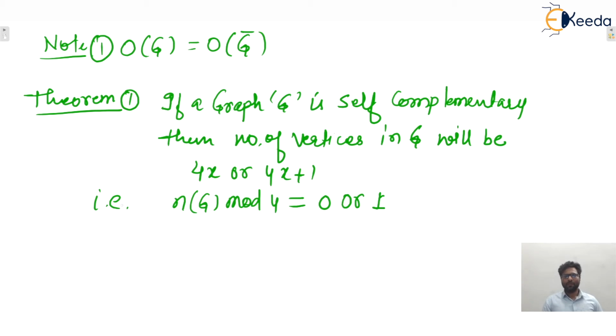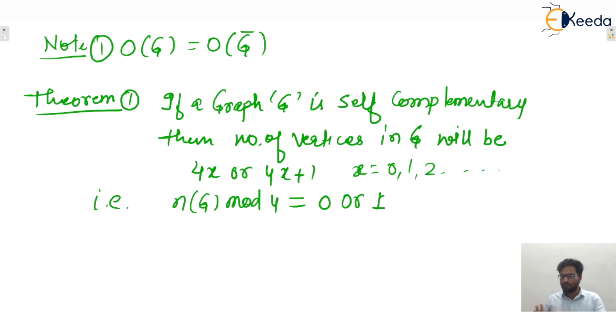That is the meaning. Here x is 0, 1, 2, 3 and so on, no negative integer. So if a graph G is self-complementary, then the number of vertices will be a multiple of 4 or a multiple of 4 plus 1. This theorem is one way.